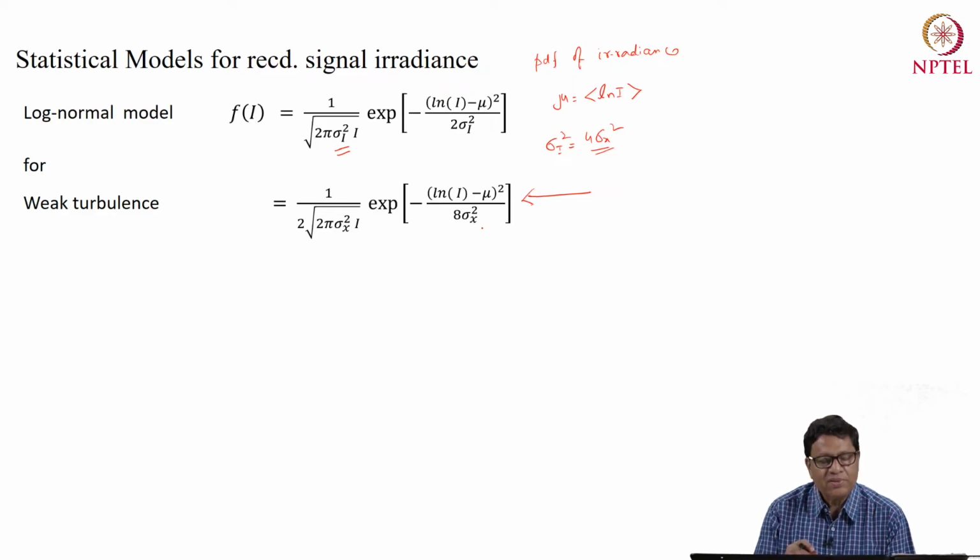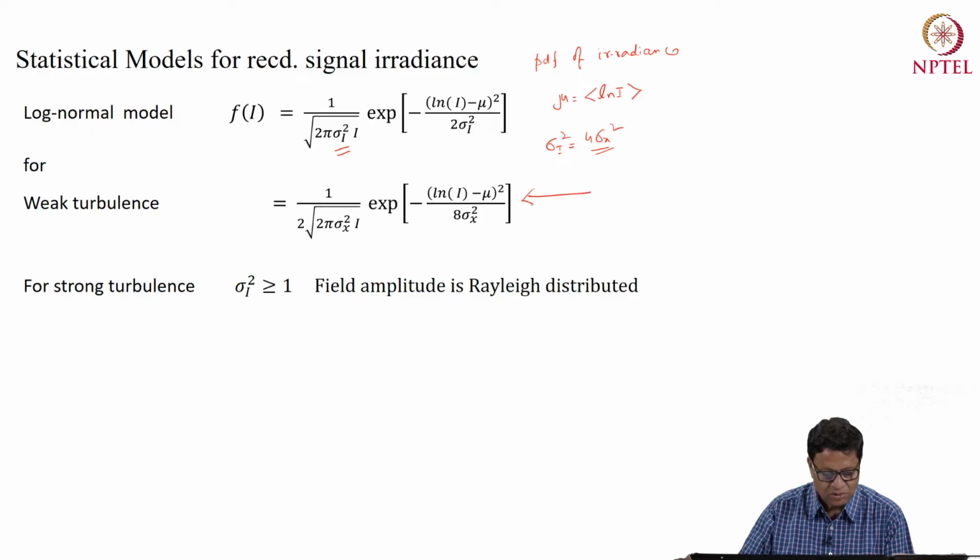This cannot be used for high turbulence, because experimentally we have seen that this model fails when you try to use the same model for high turbulence. For strong turbulence, the field amplitude is actually Rayleigh distributed. And this is much greater than 1.